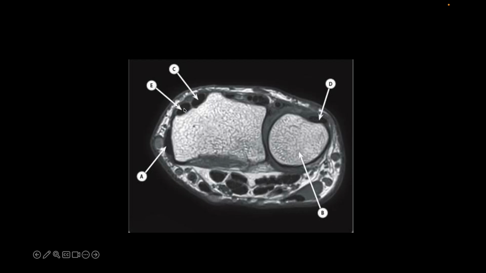E would be your extensor carpi radialis longus, and then C would be your extensor carpi radialis brevis. Remember, longus brevis, longus brevis, longus. Remember, D, it's on the ulnar side, and so that would be your extensor carpi ulnaris tendon, and then B would be your ulna.